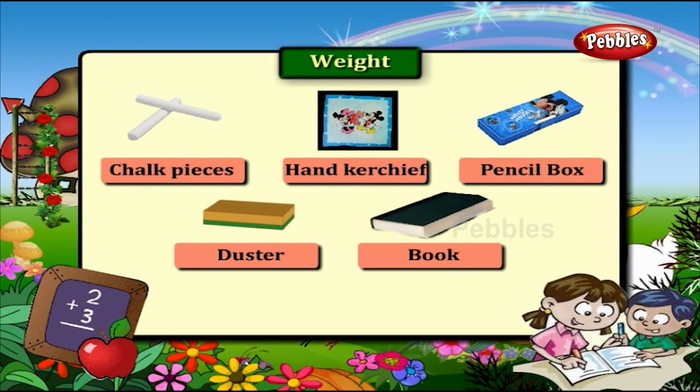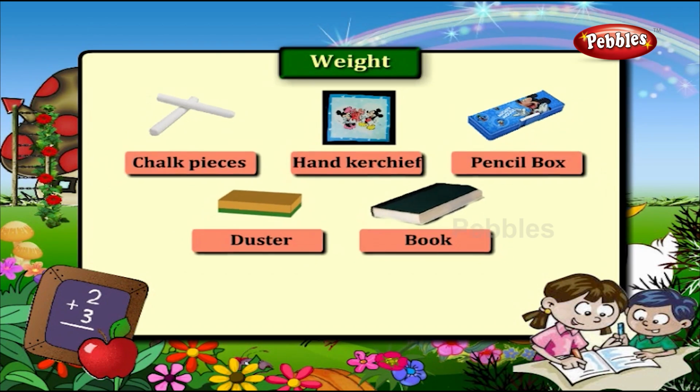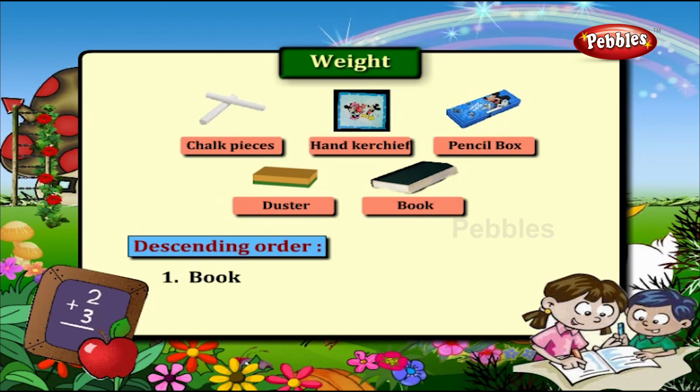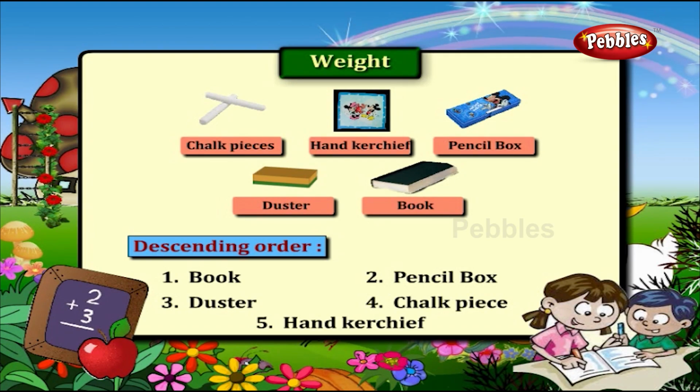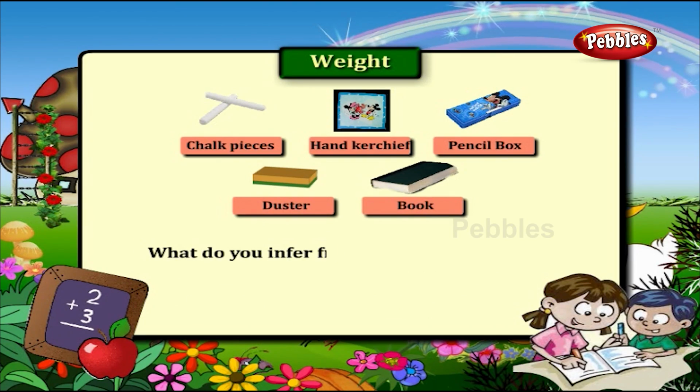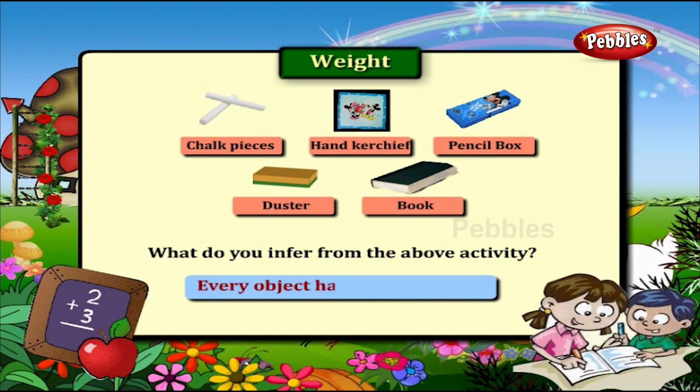Look at these pictures. List out the objects in descending order based on their weight that you feel. Book, pencil box, duster, chalk piece, handkerchief. What do you infer from this activity? Every object has its own weight.